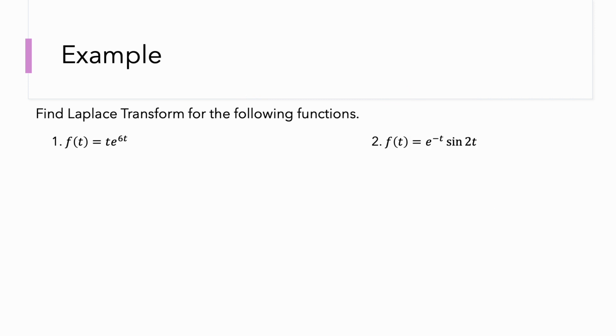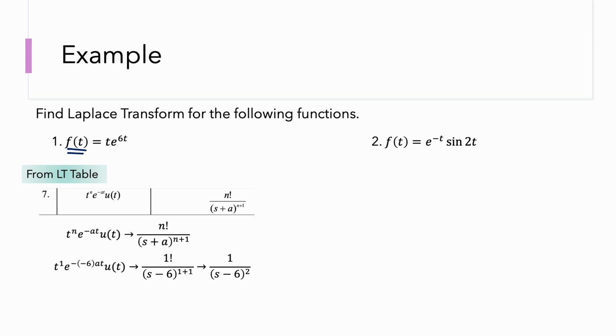Okay, now let's try to solve another example. Find the Laplace transform for the following functions. The first equation is given as f(t) = t e^(-6t)... Alright, so now let's use the table.